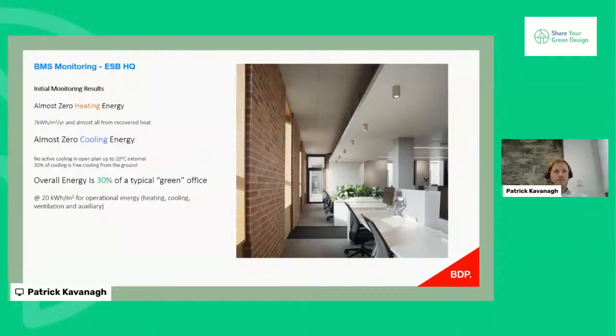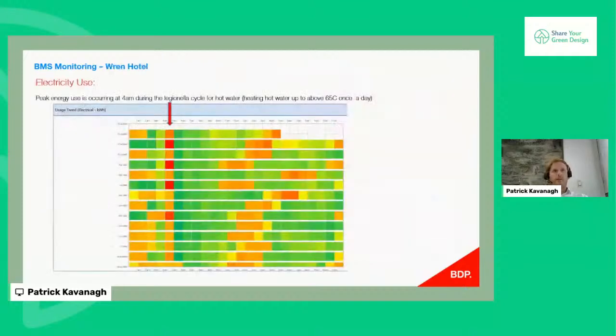We have no active cooling at all in the open plan offices until it goes over 20 degrees outside, which in Ireland is a fairly rare occurrence. 30% of that cooling then is free cooling from the ground. We have ground loops within this project as well. And overall, the energy is tracking about 30% of what a typical green office would be. So I suppose to put that number into context, we're currently tracking an operational energy for heating, cooling, ventilation, and auxiliary at about 20 kilowatt hours per meter squared.